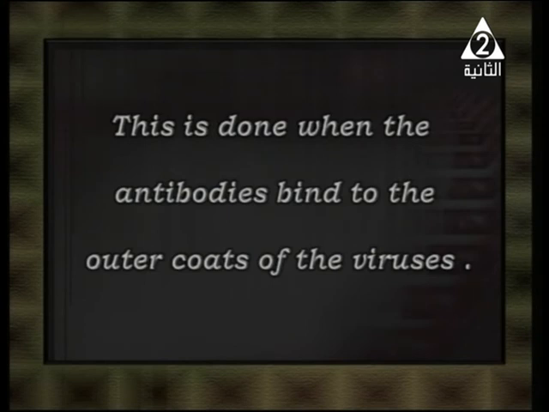Do you know that we have two main families of viruses? The first type consists of just one or two strands of DNA or RNA. The other type consists of DNA or RNA surrounded by a coat. As we said here, this is done when the antibodies bind and combine with the outer coats of the viruses, I mean the viruses that already have coats or an envelope.